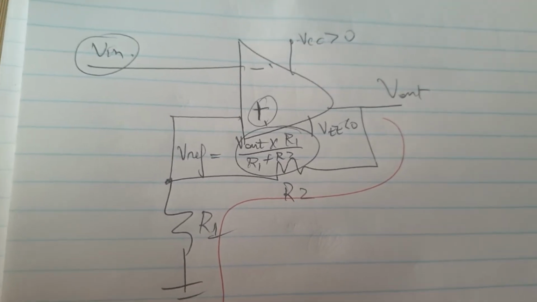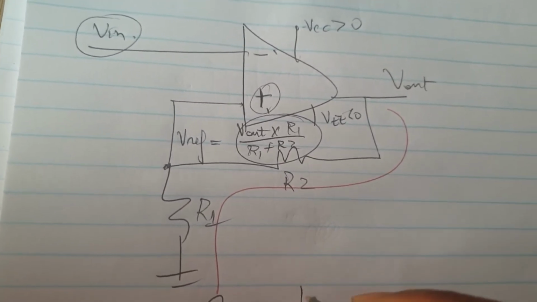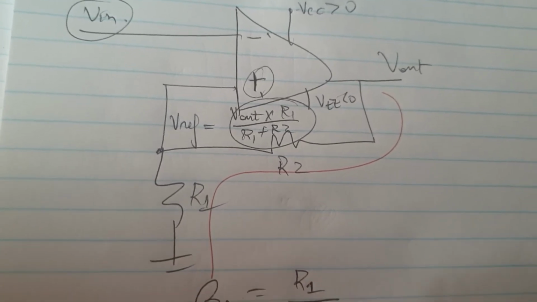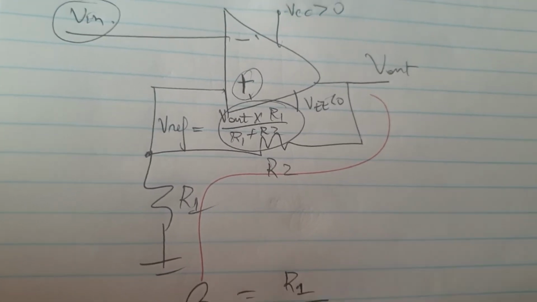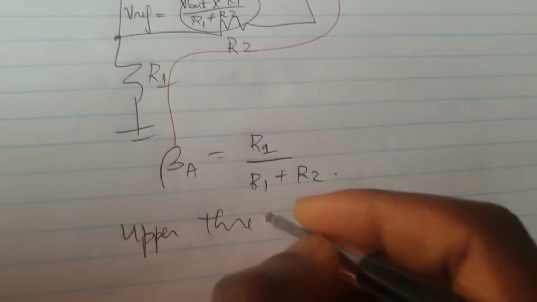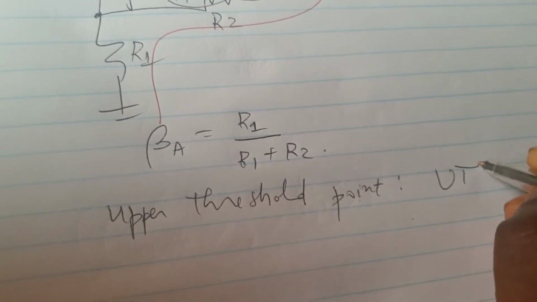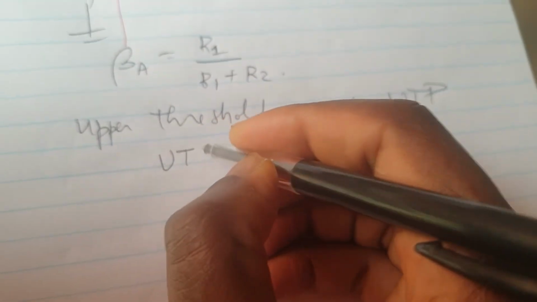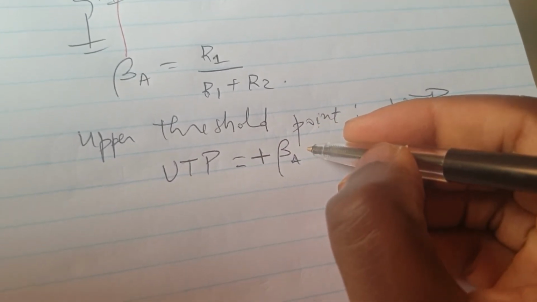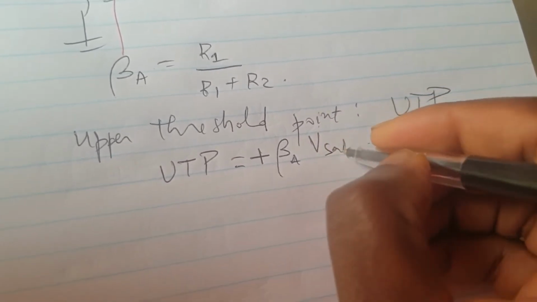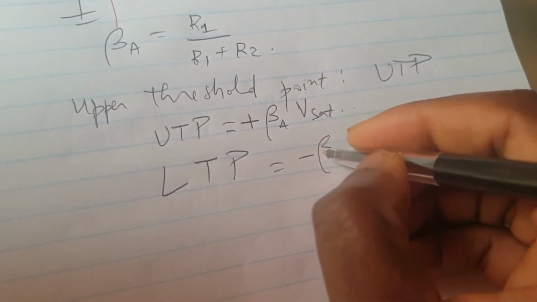Then we've got the feedback fraction, which is obviously R1 in this case, over R1 plus R2. Then we have what we call the upper threshold point, UTP, which is plus the feedback fraction multiplied by VSAT, and we've got what we call the lower threshold point, which on the other side is minus beta VSAT.